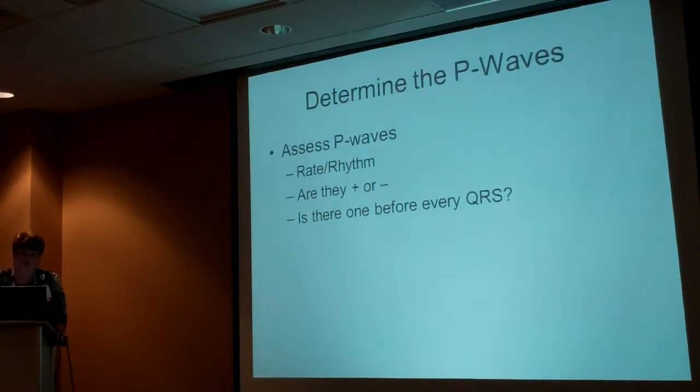The next step is determining the P waves. Remember, the P wave is looking at atrial depolarization. Again, we want to know what that atrial activity is. We want to look at the P waves, their rate, their rhythm. Are they positive or negative? Positive being above the baseline, negative being inverted or below the baseline. And also, is there one P wave and then a QRS following each and every one of them?